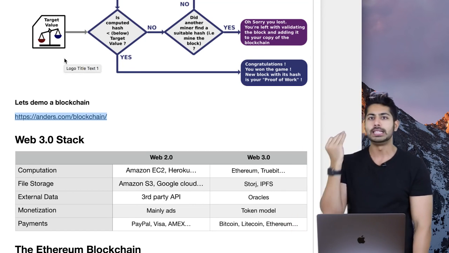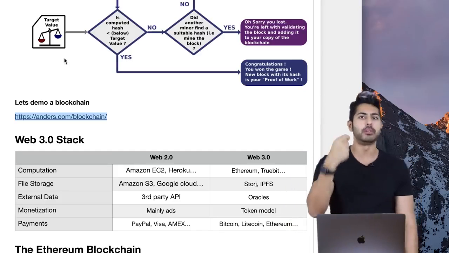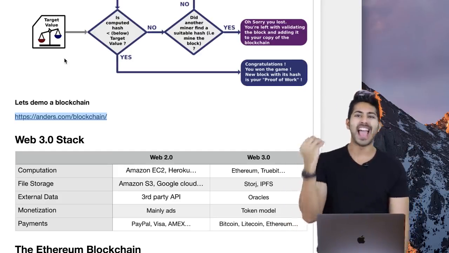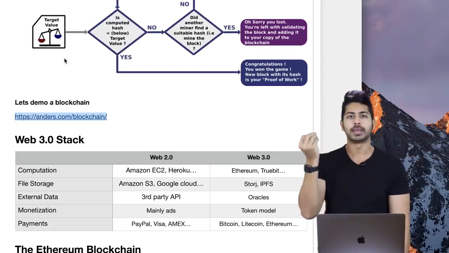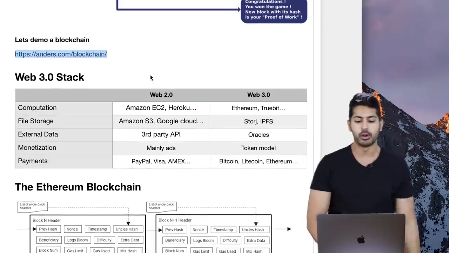It's a glorified linked list that's immutable, that a bunch of people store, secured by a proof of work algorithm, which uses hashing, which is a topic in computer science, which I'll go over in detail later. So let's move on to the Web 3.0 stack.